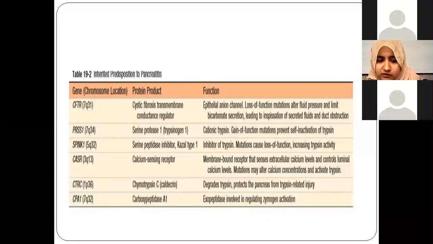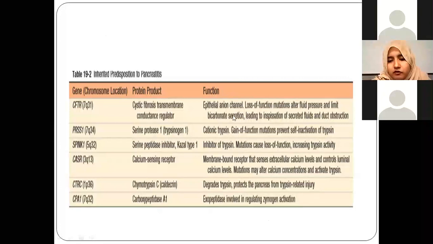So these genes, CFTR, PRSS1, SPINK1, CASR, CTRC, CPA1, you have to memorize their function. This is the function of CFTR: it causes loss of function mutation, alters fluid pressure, limits bicarb secretion, leading to thick secretion of the fluid and duct obstruction. So whenever there is mutation in this gene, the same thick secretions get accumulated and will obstruct the duct.